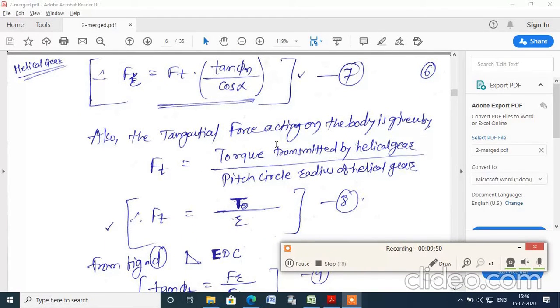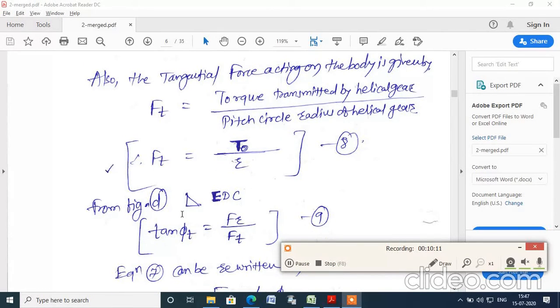The tangential force will be calculated by using the following formula. Tangential force equals torque transmitted by the helical gear divided by the pitch circle radius of the helical gear. So Ft equals torque transmitted, I have given the notation TO, you can use any notation, divided by R.